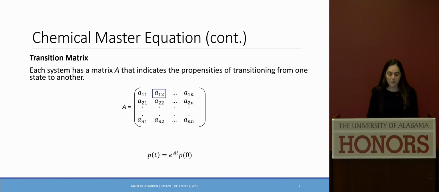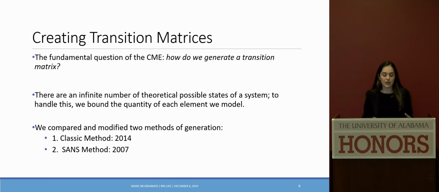Now, as I mentioned, creating this transition matrix really is the core problem of our chemical master equation and is what the focus of my research was this semester. So when you're creating a transition matrix, they are bound to get very large because they are theoretically supposed to represent the propensity of transitioning from any one state to any other state you could possibly have in your reaction system. However, if you don't have a bound on the number of molecules you're modeling, there's an infinite number of possibilities that you could have. So in order to handle this, we have to place a bound on the number of molecules that we are going to be modeling in our system.